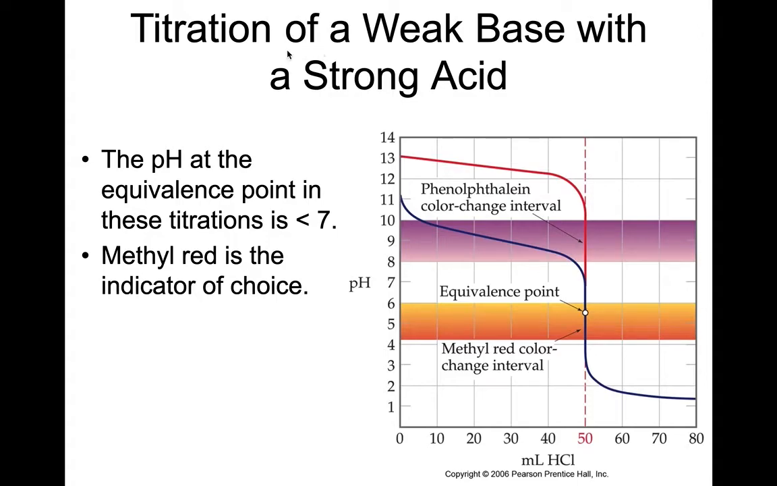Sort of from the other side, we could titrate a weak base with a strong acid, and this is just sort of the opposite thinking to the weak acid with a strong base. So this time the weak base is in our beaker, we're adding the strong acid to it, and the pH of the equivalence point in these titrations will be less than 7 because the weak base will have a conjugate acid that is influencing the pH, pulling the pH down to less than 7. And we could see why methyl red would be the indicator of choice here, as it's got a color change in that pH range.